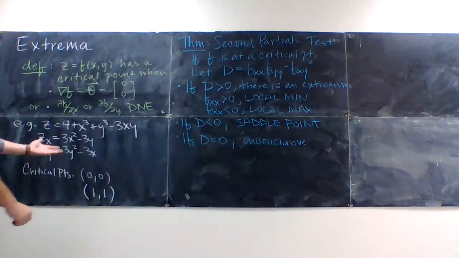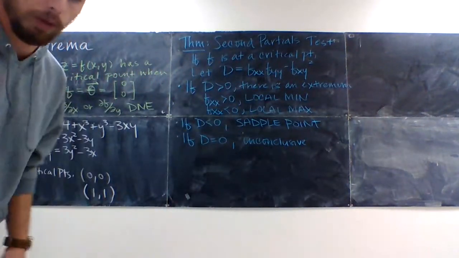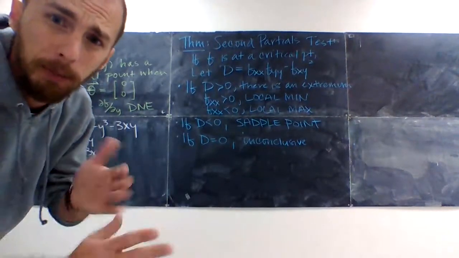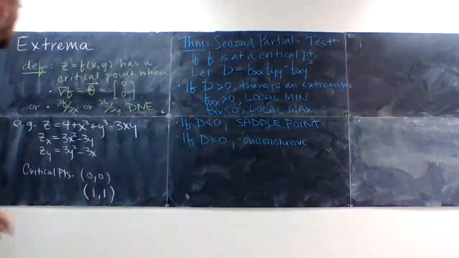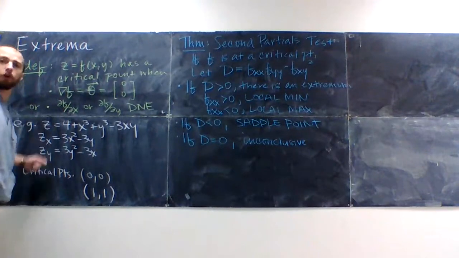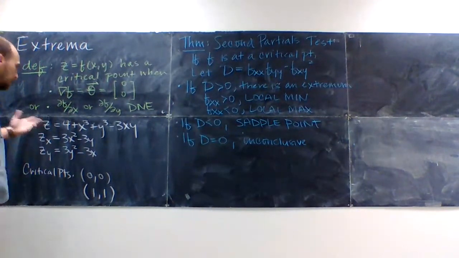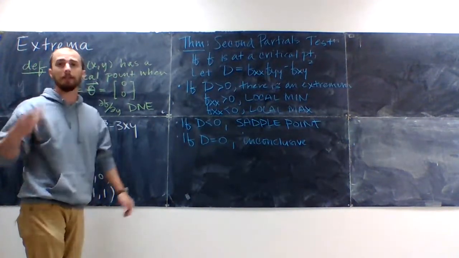Right, so what I'm going to do is examine these critical points for whether or not they are a relative maximum, minimum, saddle point, or inconclusive. And what I'm going to do, I'm going to need more partials here, right? I only have zx and zy. I'm going to need zxx, zyy, and zxy.